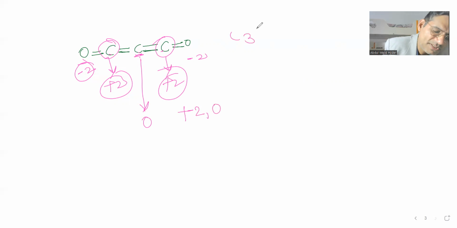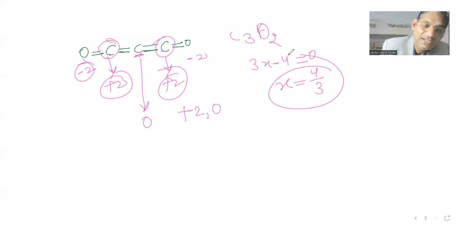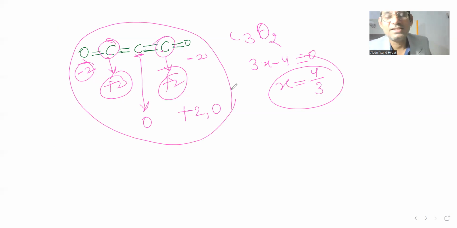What about the average oxidation number? C3O2. 3x minus 4 is equal to 0. So x will be equal to 4/3. This is the average method, the mathematical method, and this is the chemical method, the exact method. So we will get two different answers in all these different cases.